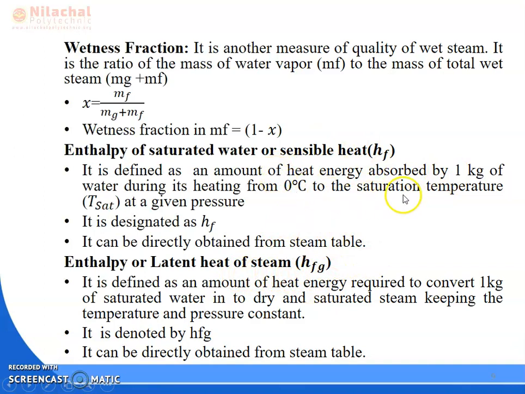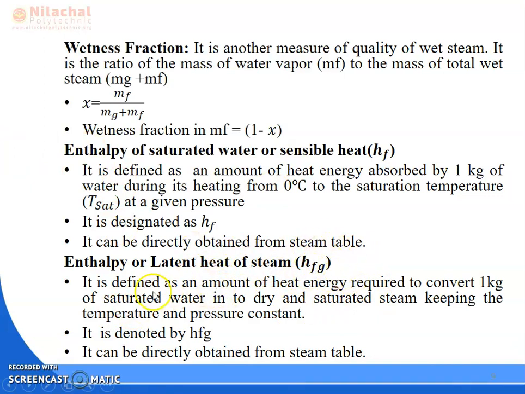After the saturation temperature, that means water at 100 degrees centigrade, if you are giving heat, the 100 degrees centigrade water will be converted to 100 degrees centigrade vapor. The temperature is constant, but the water will be converted to vapor, so the phase will change. Since the phase changes and the temperature is constant, that is known as latent heat. Latent heat of steam, or you can say latent heat of vaporization, HFG.